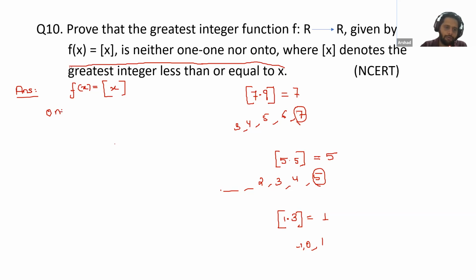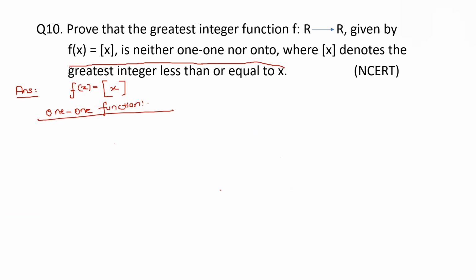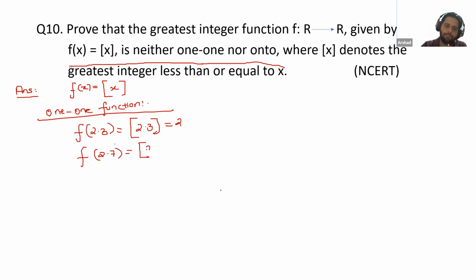First of all, we will check for one-one. We need to prove that this is neither one-one nor onto. Can anyone give me an example by which we can show that this is not one-one? 5.2 and 5.3. Yes, perfect. We will put f(2.3); the answer is 2. If you put f(2.7), again the answer is 2. So we will say 2.3 and 2.7 have the same image.